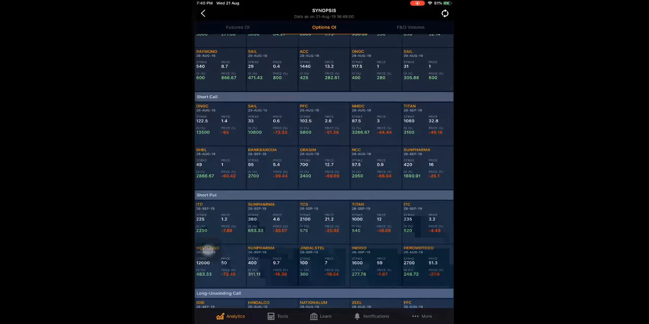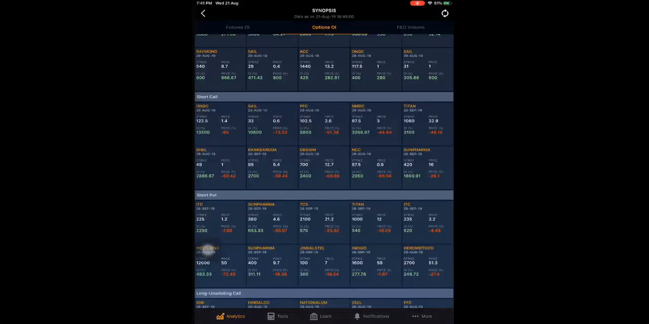Say the Bank of Baroda 95 call option saw short call. So you have an OI change of 2,700%, price change of 39%. So it's an in-the-money call. You can go back and see the option chain and the strike price decay, or in the OI also.